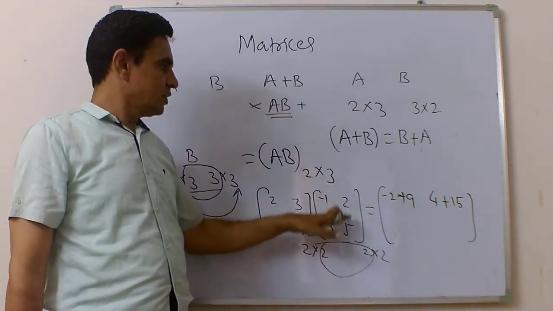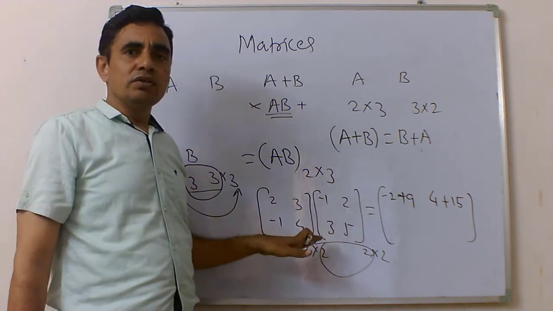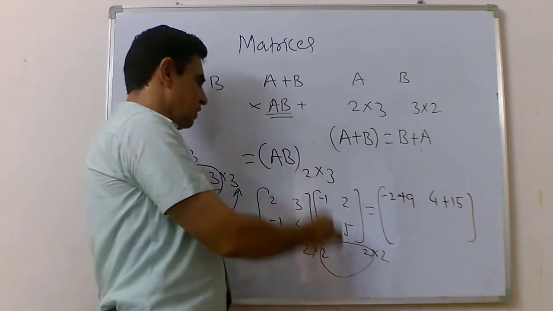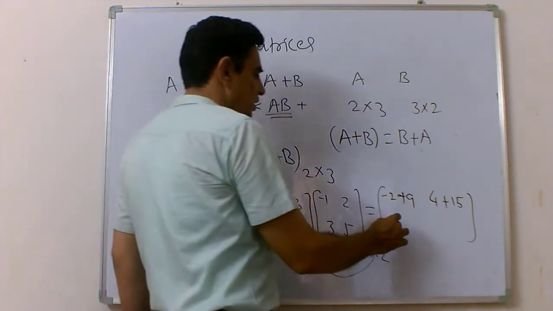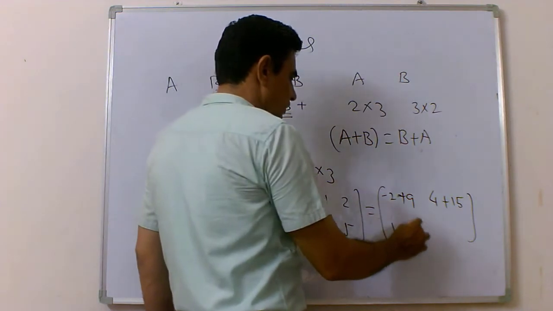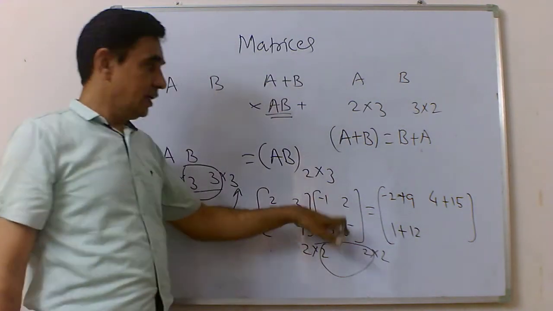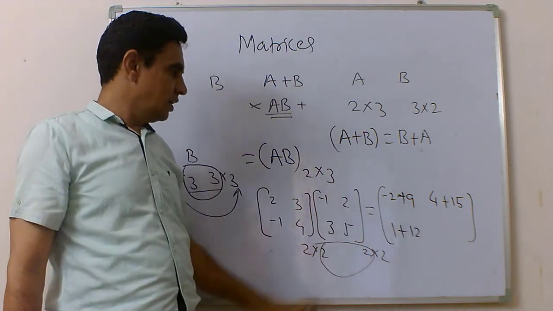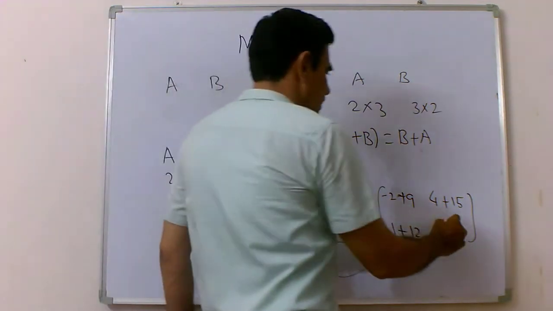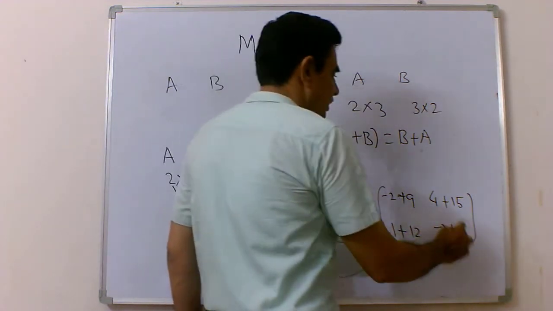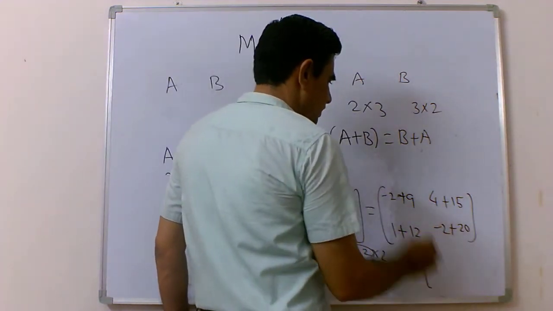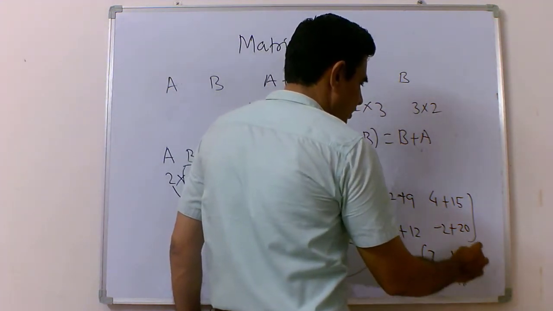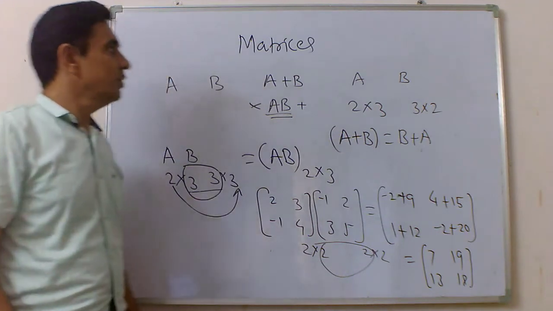Now when we consider the second row, the elements of the second row come in. Second row, first column, repeat: -1 into -1 is 1, 4 into 3 is 12. Second row, second column element: -1 into 2 is -2, and 4 into 5 is 20. That is equal to the matrix 7, 19, 13 and 18. In this way we take the product of two matrices.